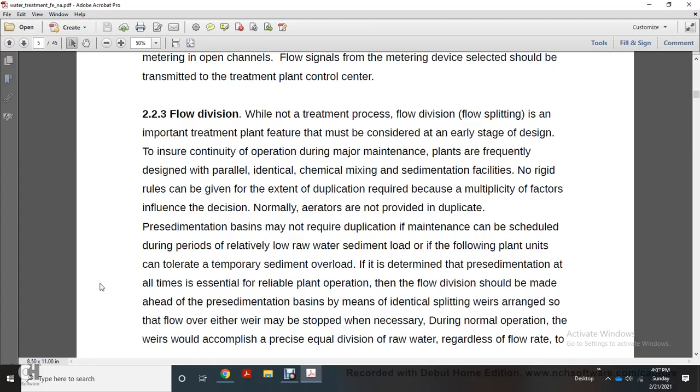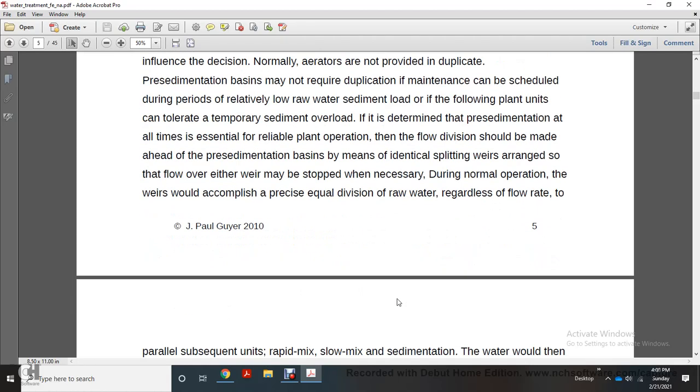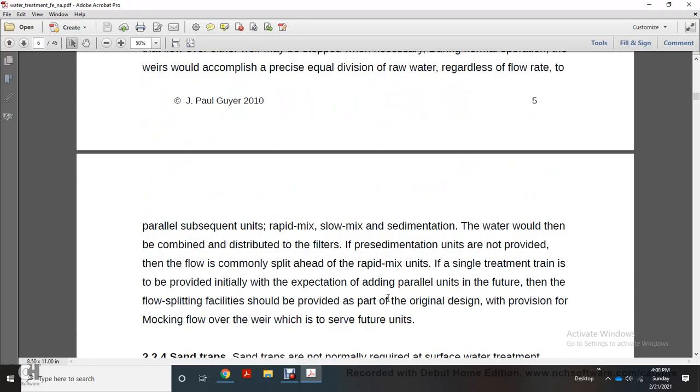Flow division should be made ahead of the pre-sedimentation basin by means of identical splitting weirs, arranged so the flow over the weir may be stopped when necessary. During normal operation, the weirs would accomplish precise equal division of raw water regardless of the flow rate to parallel subsequent units: rapid mix, slow mix, and sedimentation. Water will then be combined and distributed to the filters.